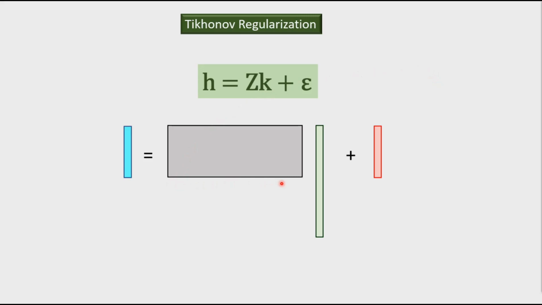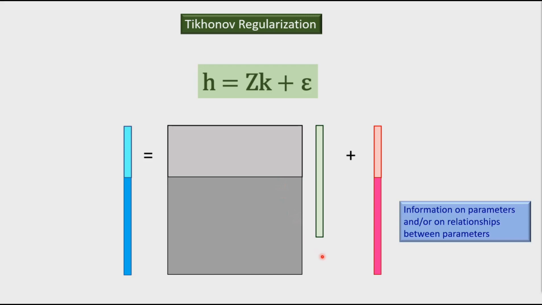Tikhonov regularization achieves uniqueness through making this matrix long in the vertical direction. It creates a situation where information used to estimate parameters, the number of items of information exceeds the number of parameters. A necessary but not sufficient condition to attain uniqueness. If this is done correctly, we can have a sufficient condition to attain uniqueness. But this is the subject of another video.